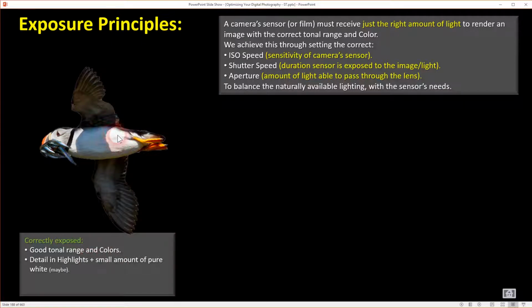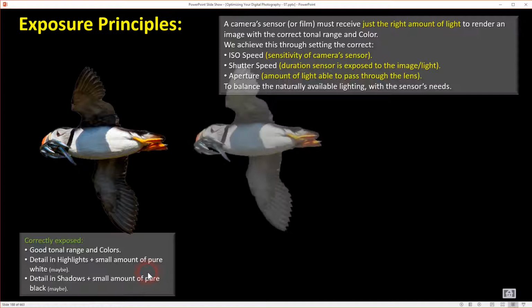There's detail in the highlights and a small amount of white clipping maybe, depending on the type of picture that you want. If it's got specular highlights, like the sun, or reflecting bits of the sun off metal and things like that, you will get what's called a specular highlight. It's supposed to be white, and so it will be clipped. Detail in the shadows and a small amount of pure black maybe. Okay, so that is the general principles for a correctly exposed image.